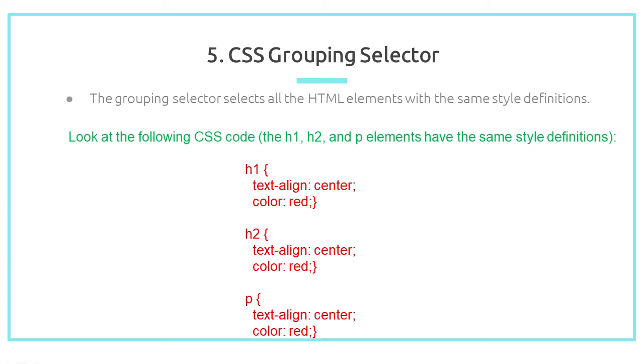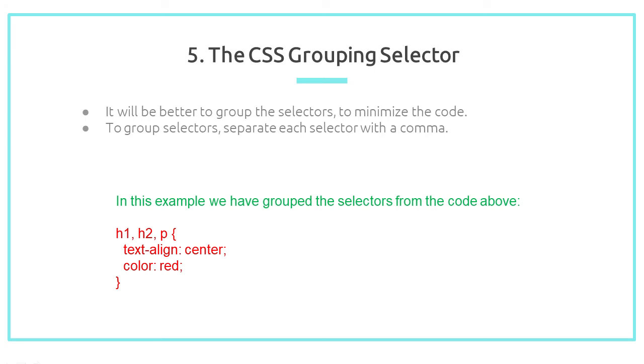CSS, Grouping Selector. The grouping selector selects all the HTML elements with the same style definitions. Look at the following CSS code, the H1, H2, and P elements have the same style definitions. It will be better to group the selectors to minimize the code. To group selectors, separate each selector with a comma. In this example, we have grouped the selectors from the code above.